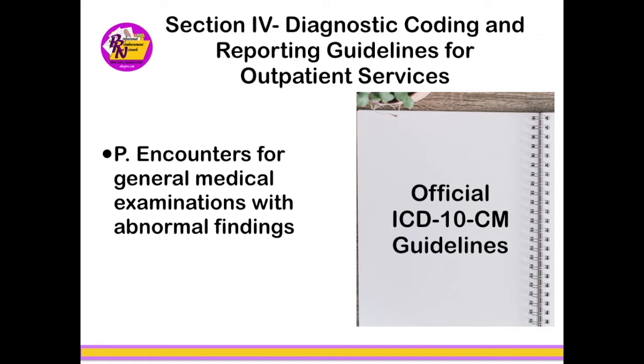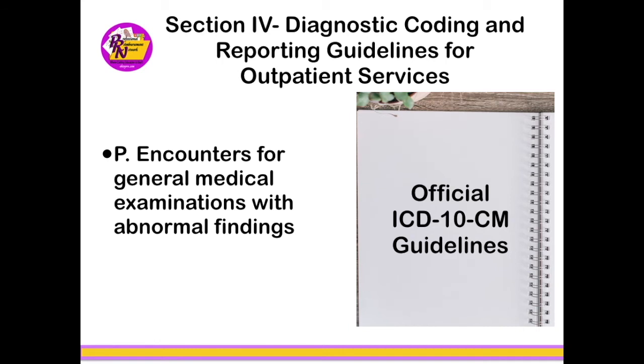And moving to section 4, the diagnostic coding and reporting guidelines for outpatient services, there is some new instruction there. In section P, encounters for general medical examinations with abnormal findings, on page 110 of the guidelines, the subcategories for encounters for general medical examinations, Z00.0, and encounter for routine child health examination, Z00.12, provide codes for with and without abnormal findings.